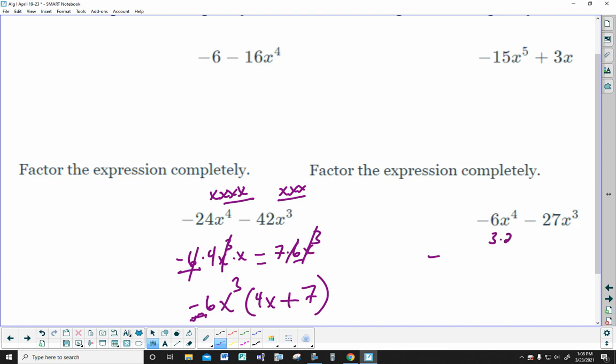There's a negative that each one has. We got that. This is 3 times 2, and this is 3 times 9. So there's a 3 that each can come out, so a negative 3, and a negative 3x cubed. If you pretended to divide each one by negative 3x cubed and reduce it, that would give you 2x to the first, plus, because the two negatives make a positive, 9. That whole thing would be your final answer.